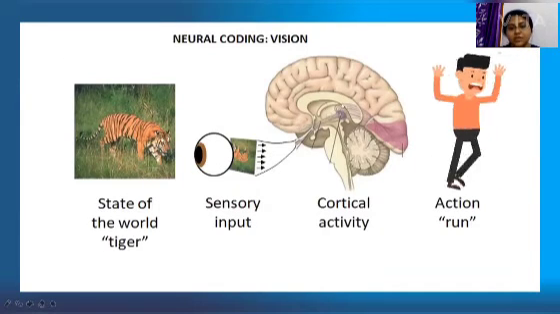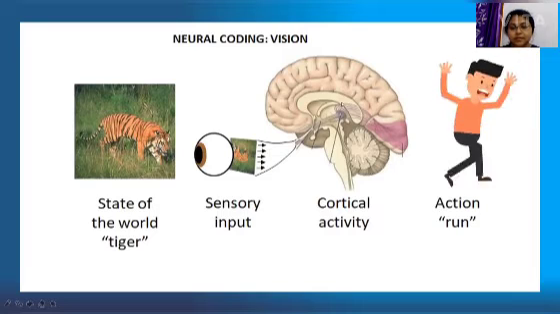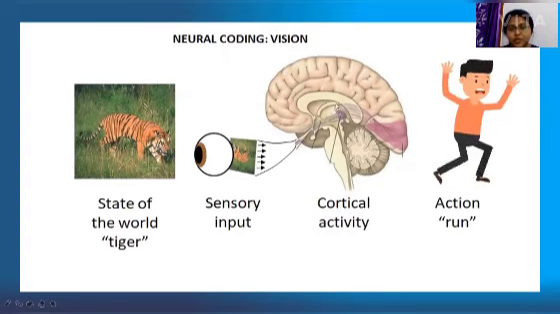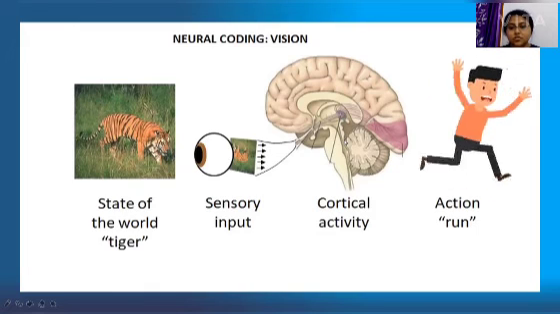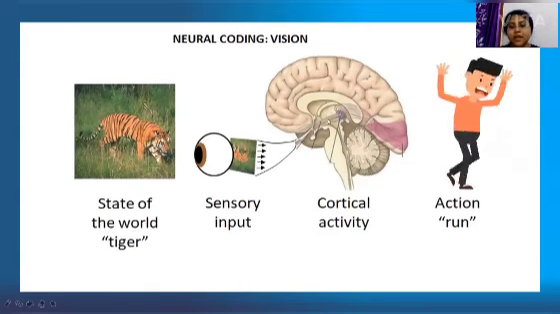So when a person sees a fearful thing, the sensory input goes to the visual cortex, and then there is image processing and object recognition. After so much cortical activity, this fear pathway activates the amygdala, and the man then starts to run.